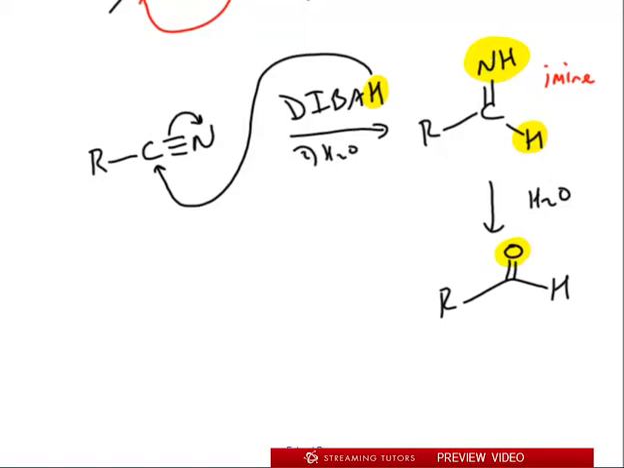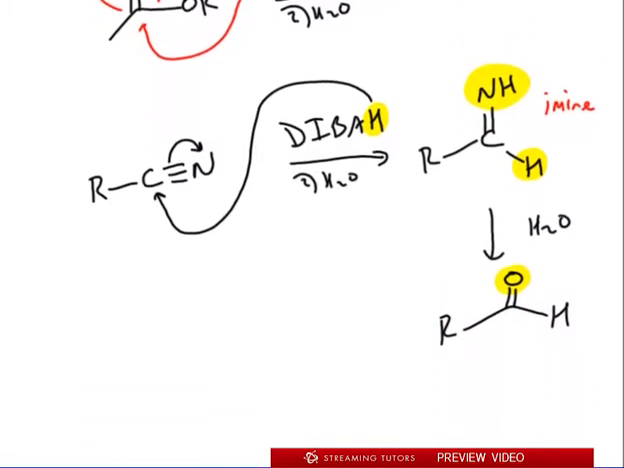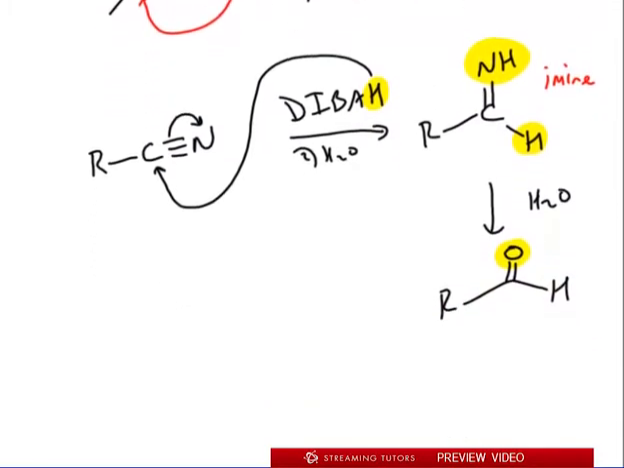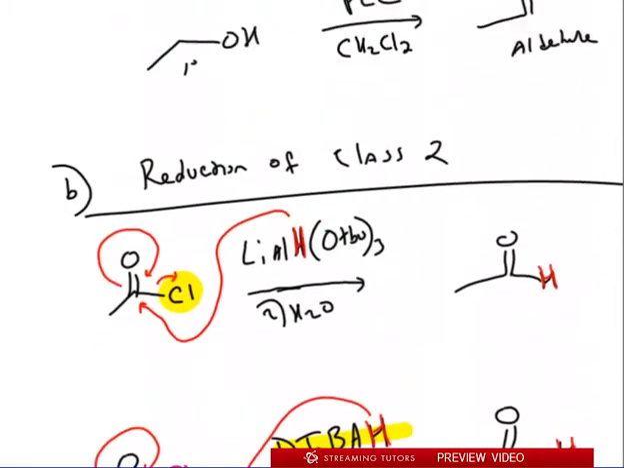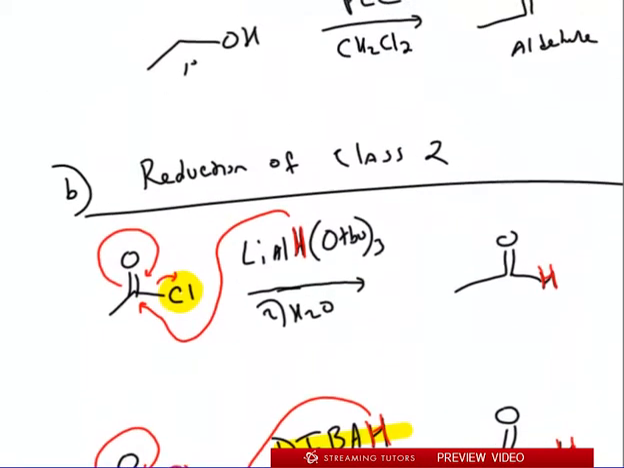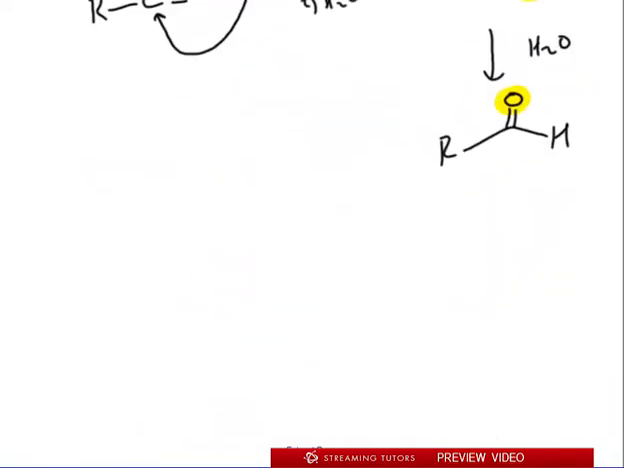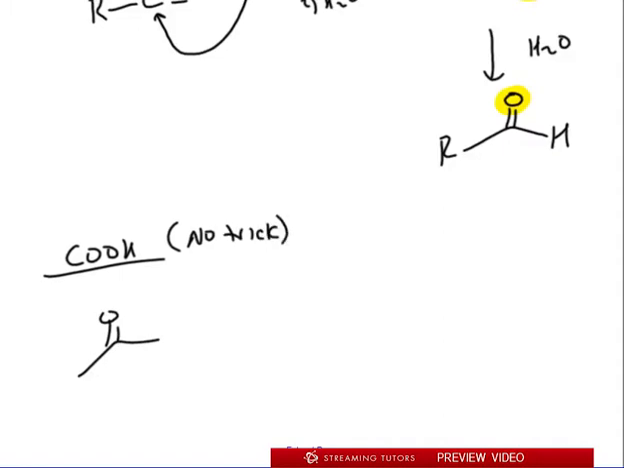You don't have to worry about how, because you didn't learn this mechanism yet. Okay, you won't learn about this until later on after this exam. So don't worry about how this happened. So these are the 3 ways that you need to know how to make an aldehyde from a class 2. Notice carboxylic acid is not in here. So for carboxylic acid, there is no trick like above.